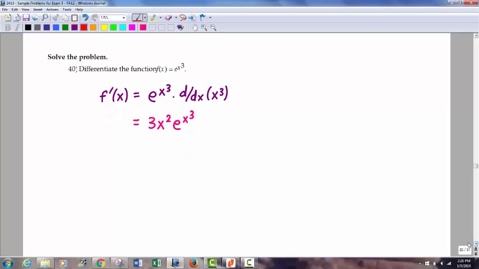Number 40, differentiating the exponential function, which isn't too difficult.